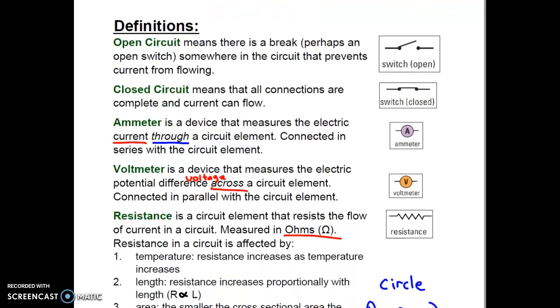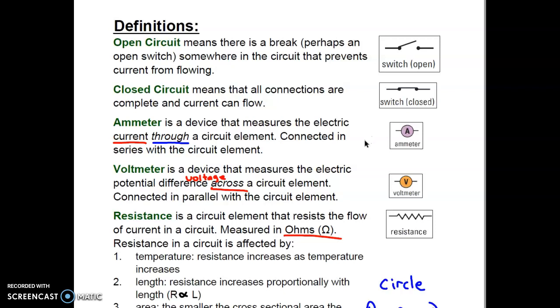So after your reading, you should have noticed these definitions throughout your reading, so just some important ones to note. Also, it'd be a good idea to copy down these symbols beside each definition, okay? So we have open circuit, which means there is a break, perhaps an open switch somewhere in the circuit that prevents current from flowing. We have closed circuit, which means that all connections are complete and current can flow.